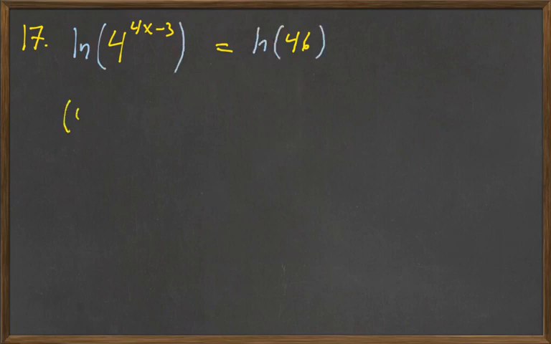All right, so we're going to look at 4 raised to the 4x minus 3, and that's equal to 46. The exponential is 4 to the 4x minus 3. That is already isolated, so we're ready to go. We'll go ahead and take that natural log of both sides. Okay, so bring down that exponent, 4x minus 3, times the natural log of 4, and that is equal to the natural log of 46.